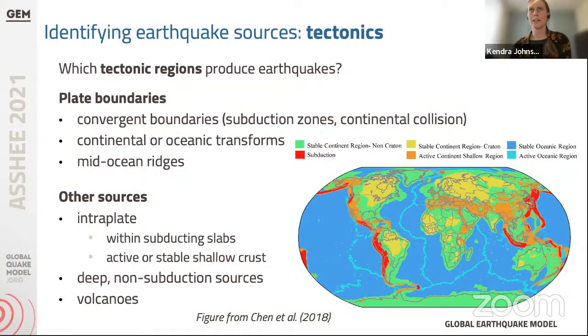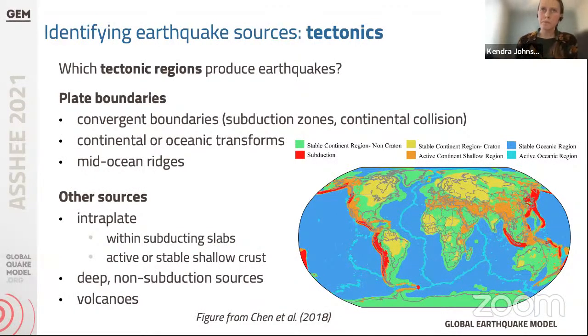So step 1, identifying the earthquake sources. What are the main ways of doing this? So I've started out by indicating a map of different tectonic region types. And this is a good way to get a high-level overview of what kind of geologic features are producing earthquakes. And so in particular, I'll draw your attention to plate boundaries. And so these are areas where we know that there's a lot of motion going on at the Earth's surface and at depth. And so we expect earthquakes or some sort of seismic moment release to be occurring at these structures.